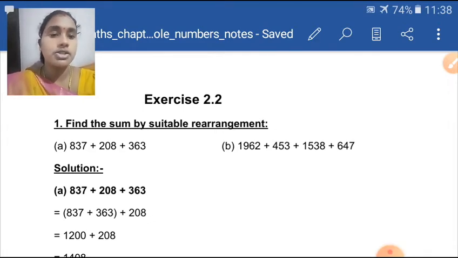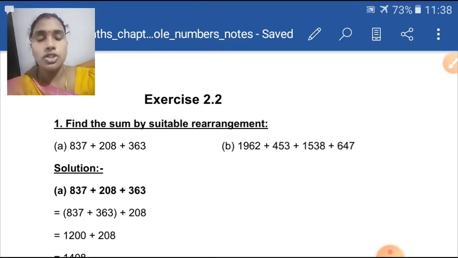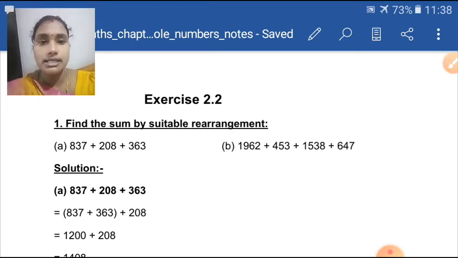In the previous session, we saw exercise 1.3 sums and exercise 2.1 sums. In this session, we are going to see sums from exercise 2.2. Okay, children, this chapter is whole numbers. As we have seen, the previous exercises depicted the comparison of numbers, predecessors, successors, etc. In these sums, we are going to see the properties of whole numbers.